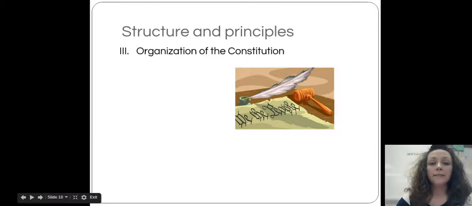Hey guys, welcome back. Today we want to look at the organization of the Constitution, specifically focusing on the 7 articles. So let's get to it.